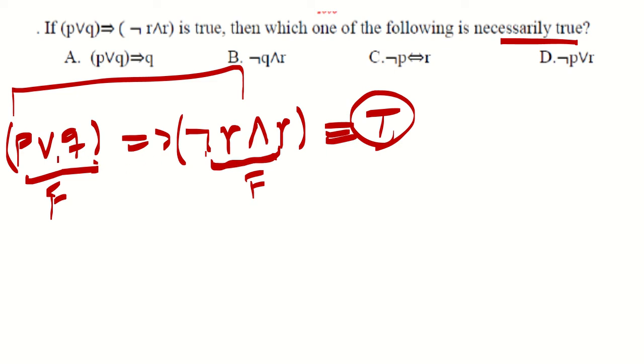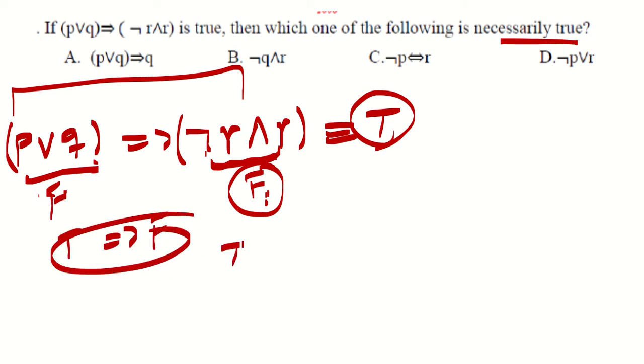In case of implies, the first part we call premise, the second part we call conclusion. The conclusion is already false. If the conclusion is false, the premise part cannot be true for the whole to be true. To be the whole true, if this is false, this must be false. False implies false will give you true. But true implies false will not give you true.